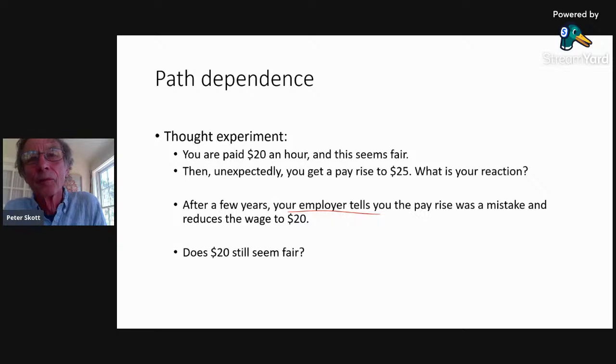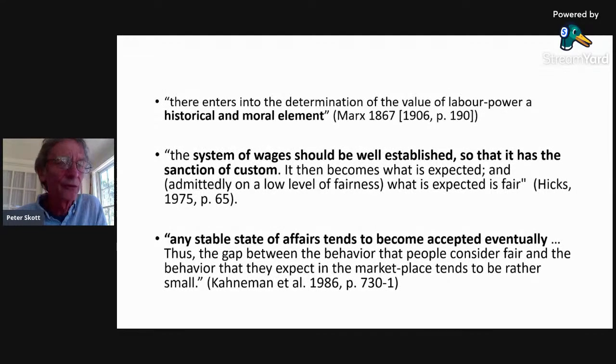Then my suggestion is that most of us would think that is grossly unfair. We would have adjusted our notions of fairness to thinking that 25 is fair. If wage is kept at 20 for a long time, we may gradually, grudgingly start thinking of that as, yeah, okay, that's what it is, that's fair. Our notions of fairness are path dependent, and that's not a new discovery.